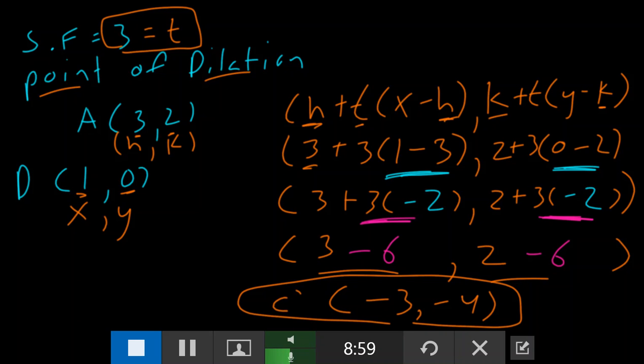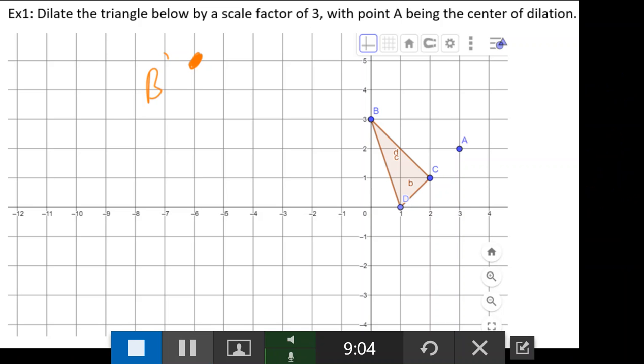Now let's see what that looks like on the graph. Oh, I'm sorry, not C, but D prime. Okay, here we are back on our graph, and we just found that D prime was at negative 3, comma, negative 4. So I come on down here and say, okay, well, there's my D prime. And notice that I can draw a line from A to D prime, and it will be a straight line.